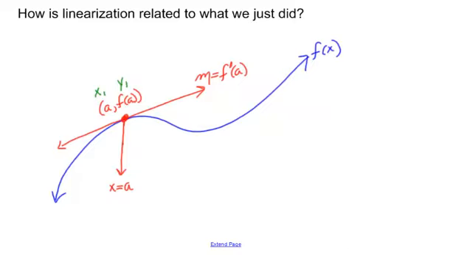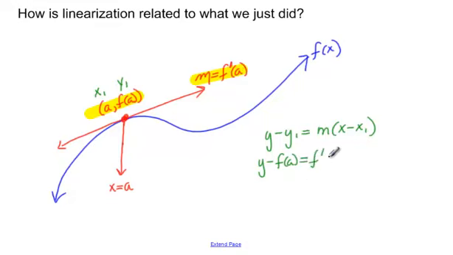Okay, so now we are going to grab these three things. We're going to grab our point, and we're going to grab our slope, and we're going to write the equation of our line. So the equation of our line is y minus y sub 1 equals m times the quantity x minus x sub 1. All right, so our y sub 1 is f of a, the y value at x equals a, so y minus f of a equals m. Our slope is f prime at that x value, times x minus our x value, which is a.